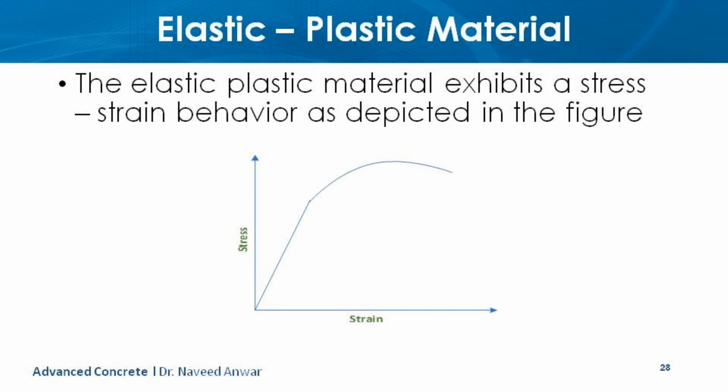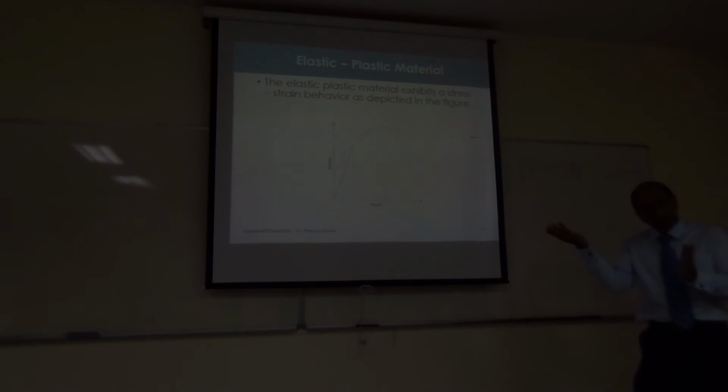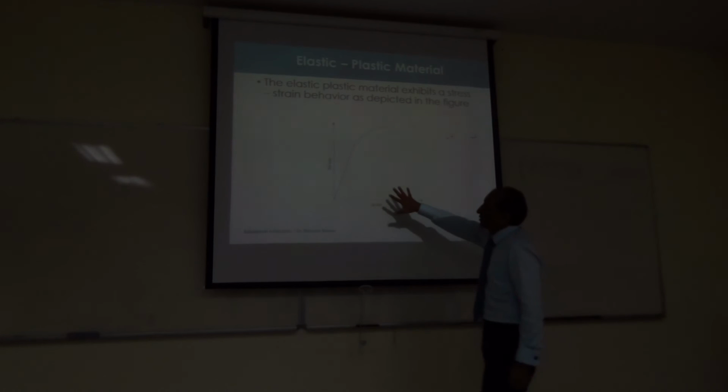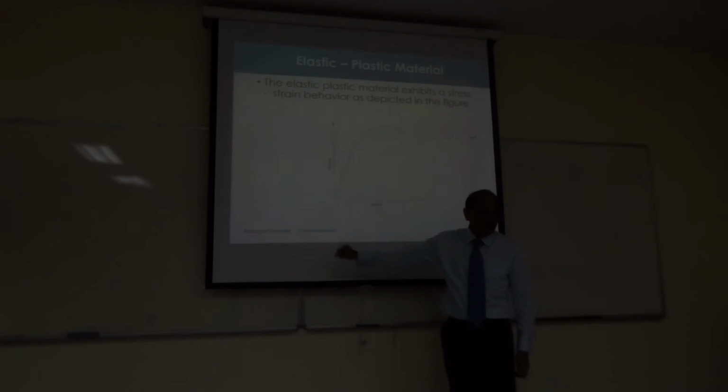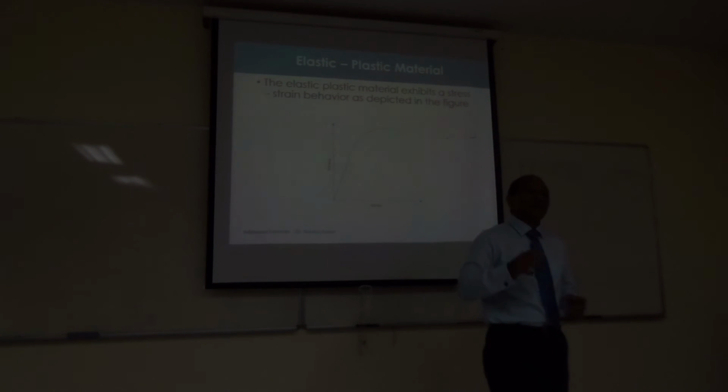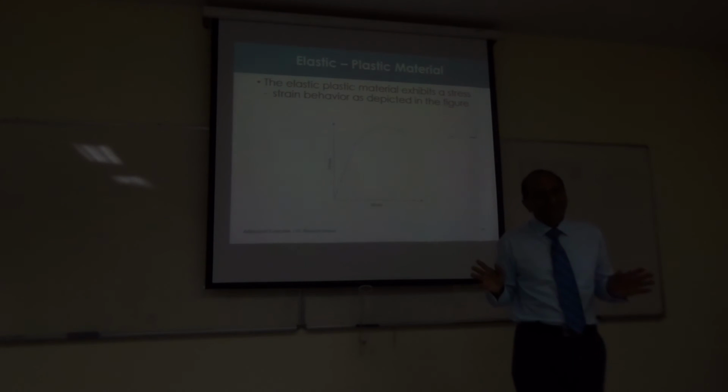But a lot of materials, like concrete, have behavior like this. They go and then come down in that way. So this is the elastic plastic material, but not perfectly plastic. Not elastoplastic, but elastic plastic. So typically concrete is represented by this graph, and steel is represented by the previous graph. Both of them incorrect, but assumptions, good enough, right? But we will try to go beyond that, of course.